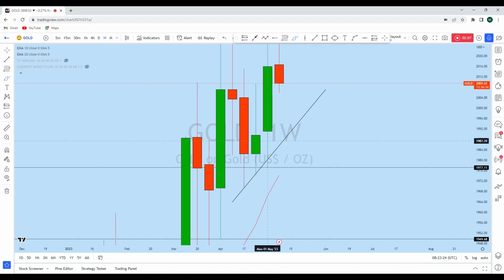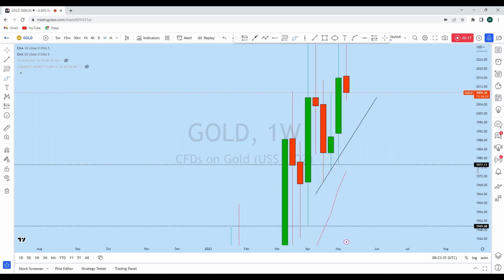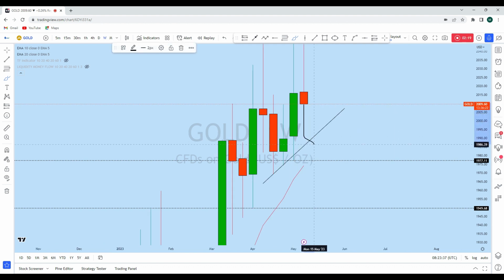As we saw, there was a false breakout here, and the price has broken up. Now we can expect again a retest of this level before moving to the upside. So with that being said, we can expect gold to come down to test this level and then continue to rise to the upside. There is still a gap towards the downside for gold to fill before the weekly close.